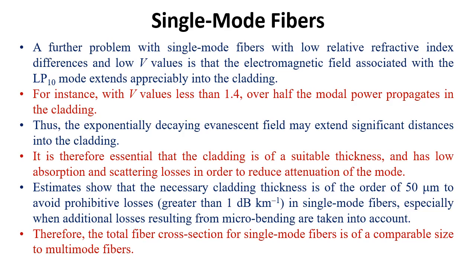Estimates show that the necessary cladding thickness is of the order of 50 micrometers to avoid prohibitive losses greater than 1 dB per kilometer in the single mode fiber, especially when additional losses resulting from microbending are taken into account. So the total fiber cross section for single mode fibers is of a comparable size to multimode fibers.